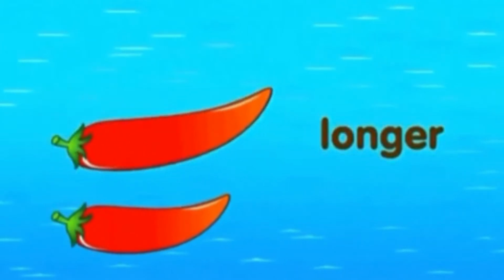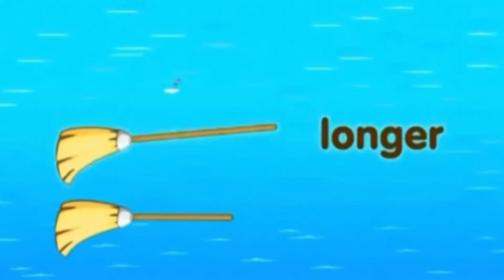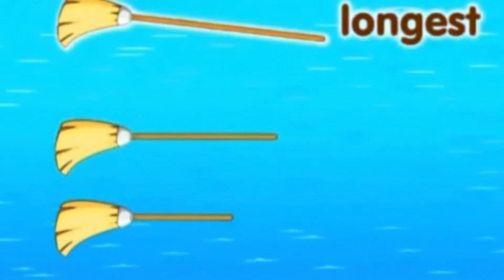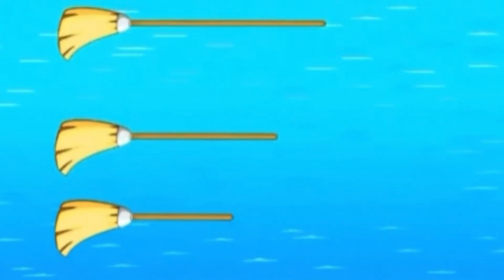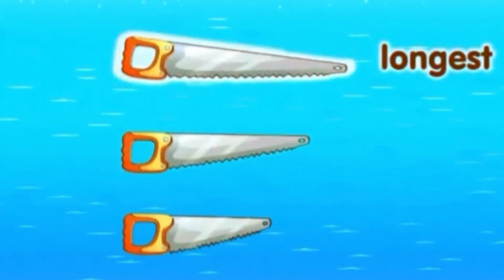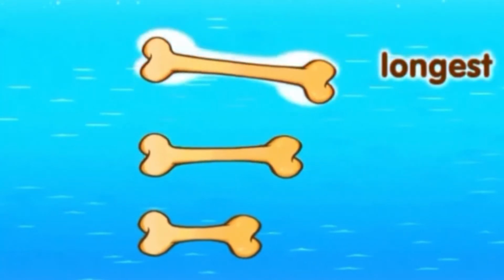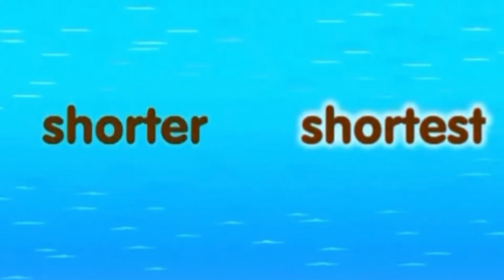This is a chili. This chili is longer. This chili is the longest. This is a broom. This broom is longer. This broom is the longest. Longer, longest. Next, we learn about shorter and shortest.